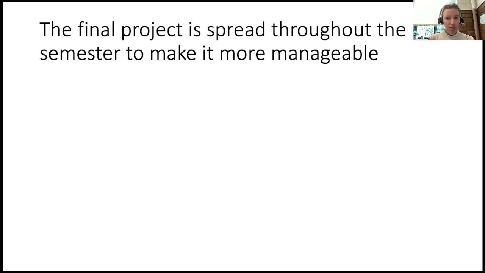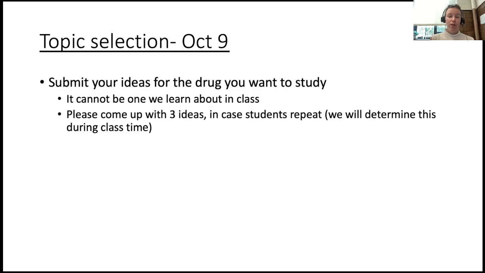Now, as you'll see, I kind of spread deadlines throughout the semester to keep us on track, to make the work more manageable. So let's talk about what the various deadlines are. The first deadline is October 9th. For this deadline, it's just the selection of topics.